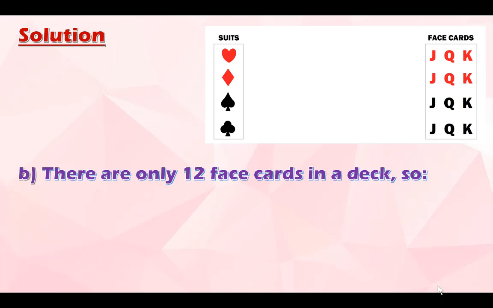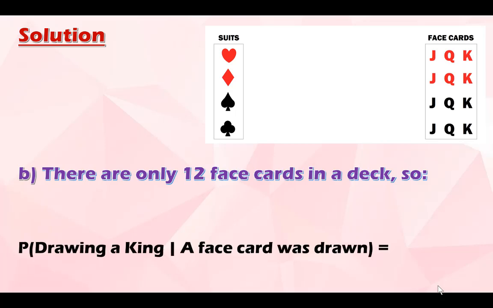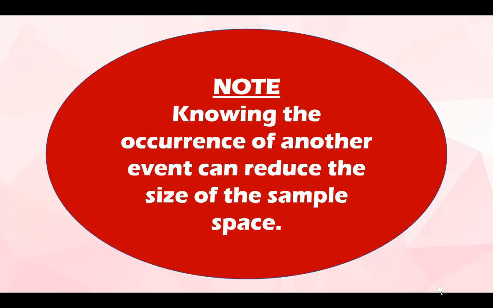So now the probability that I drew a king changes. There are 4 kings in this deck out of the 12 face cards. So the probability of drawing a king, given that a face card was drawn, is 4 out of 12. Again, we reduce, and this becomes 1/3. So hopefully you can see that knowing the occurrence of another event can reduce the size of the sample space.